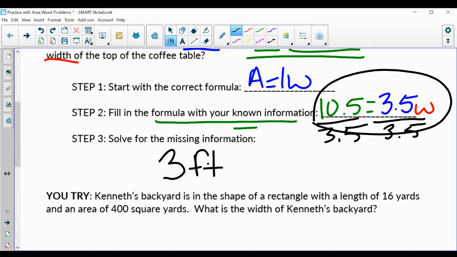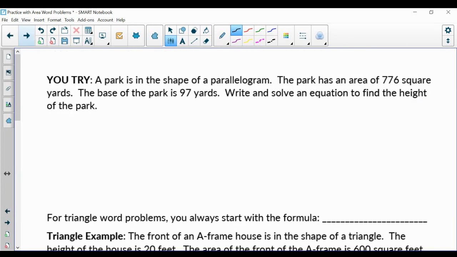Now, it's not 3 feet squared because I'm not looking for my area. I'm just looking for a specific side length. And when you're only looking for a side length, you're just looking for feet and not feet squared. Okay? So this You Try is going to be your problem to solve. Going over here to our next problem.